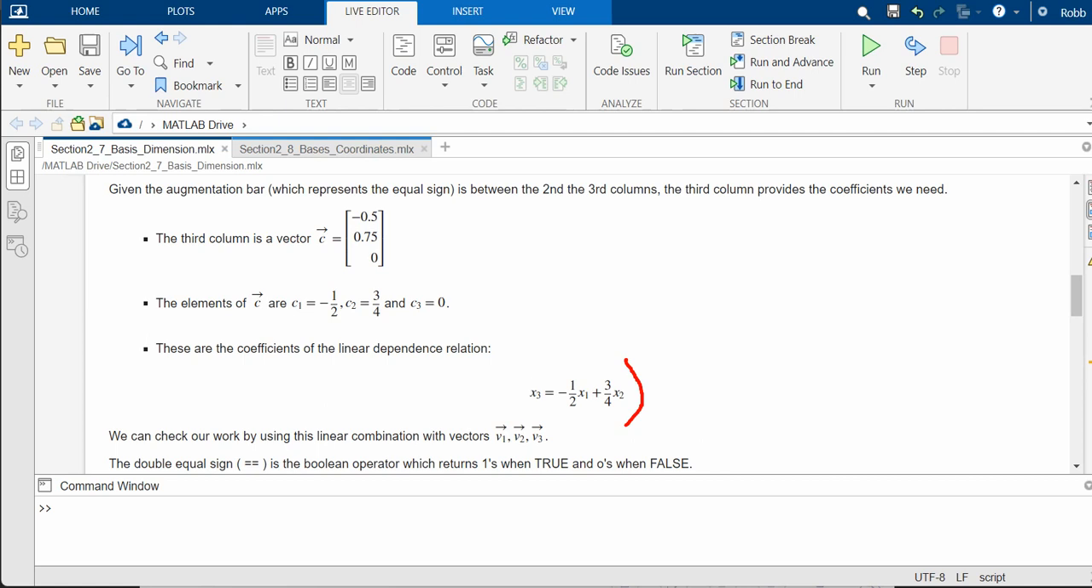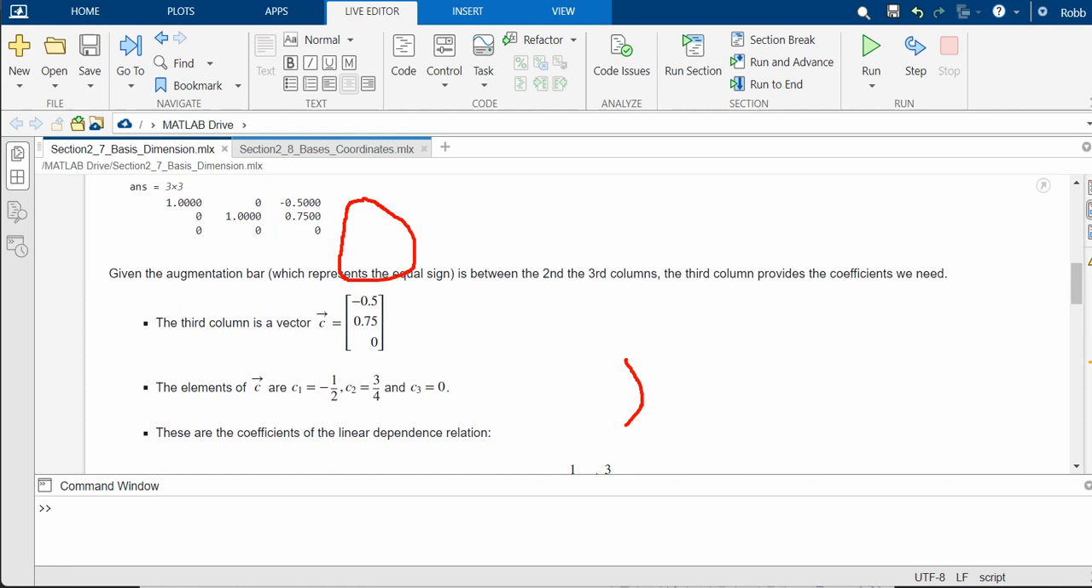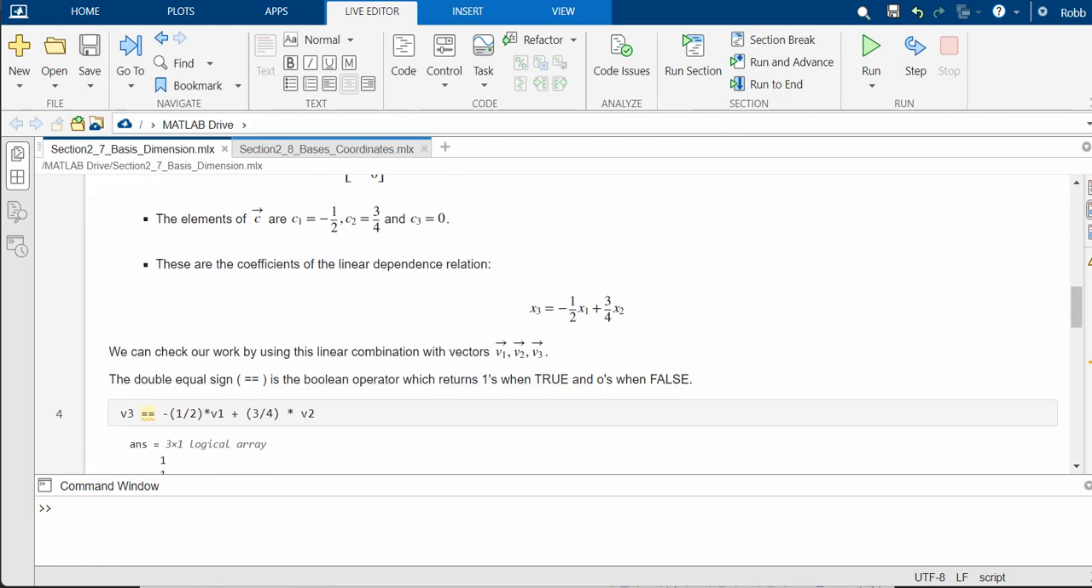Okay, and how do we know that? Well, again, the coefficients are all right here. And just to remind you, that is the last column of the row-reduced matrix. Okay, so getting rid of the ink, let's jump down and see how we can test this.